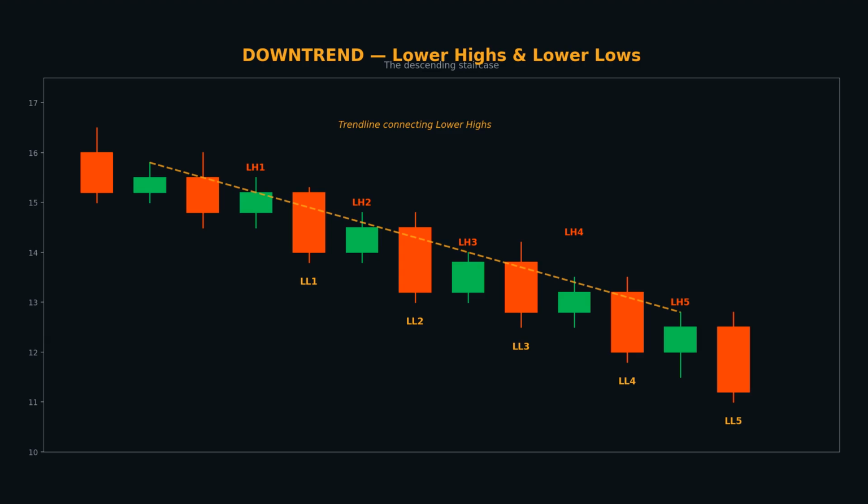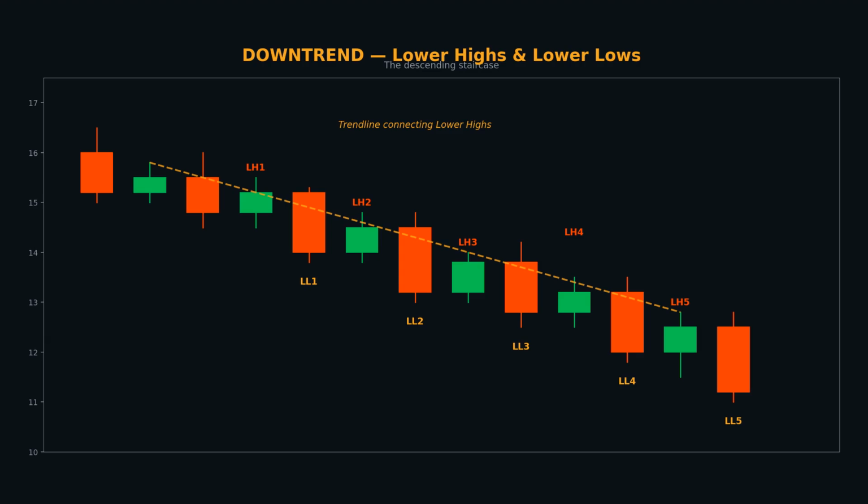Here's the key mindset shift for downtrends. Each lower high is the market telling you, sellers are still in control. Every time buyers try to push price back up, sellers step in earlier than last time. They're more aggressive. They're not letting price recover, and that's bearish.